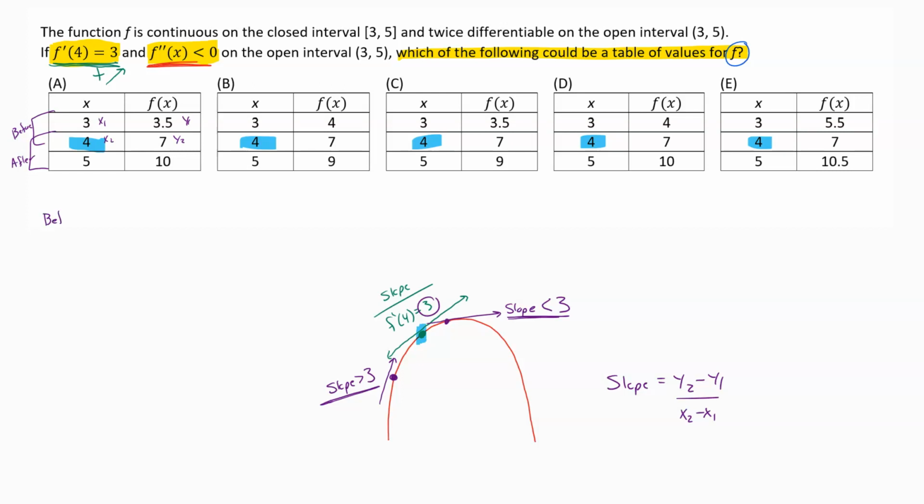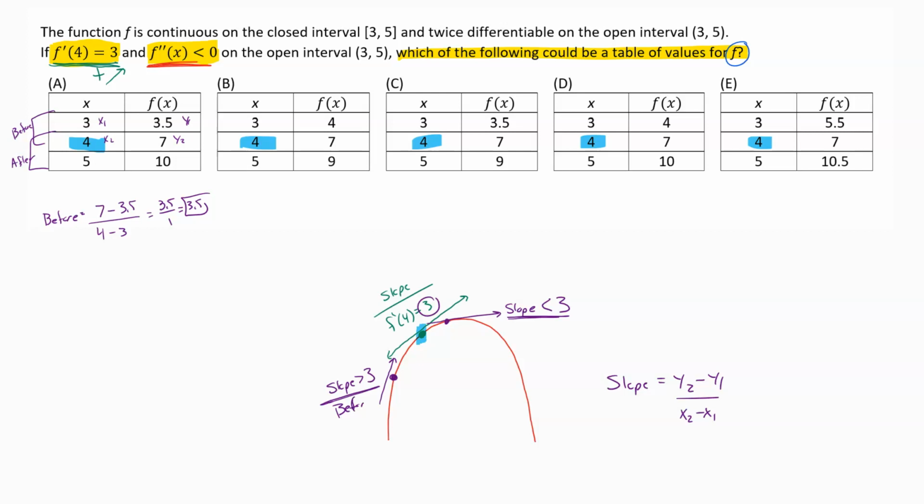Doing the before, I get y2, 7, minus y1, 3.5, over x2, 4, minus x1. 7 minus 3.5 is going to get me 3.5 over 1, so I get 3.5. So that is the slope before. And that fits because that is greater than 3.